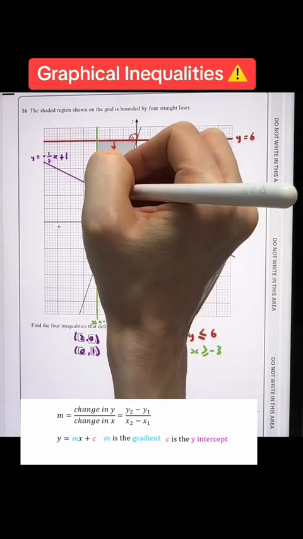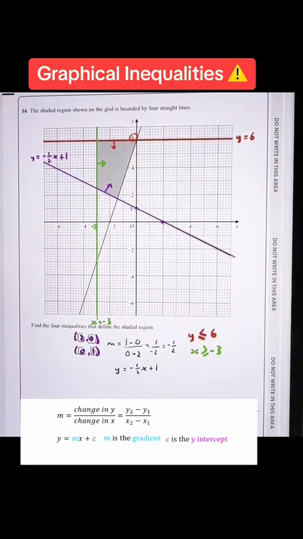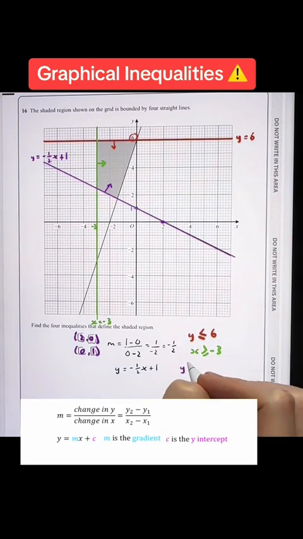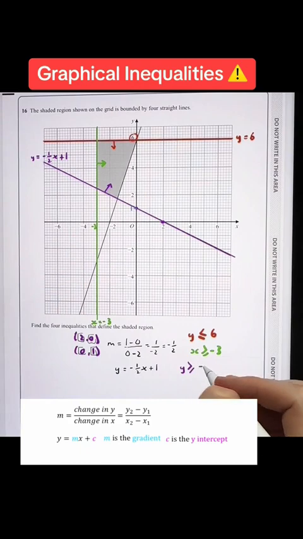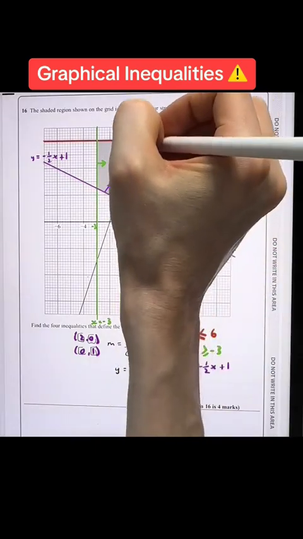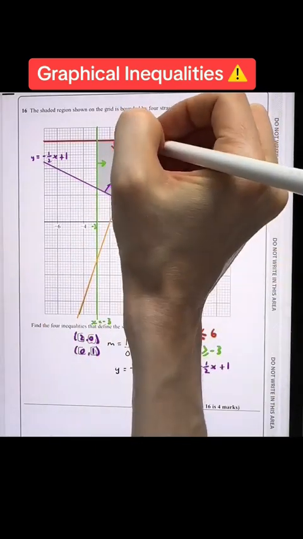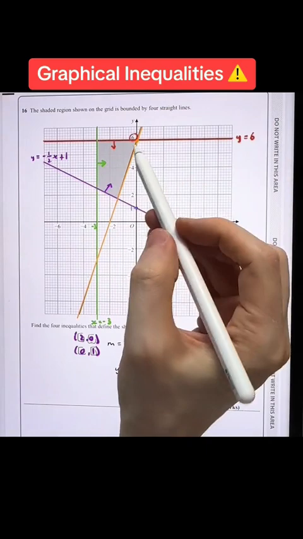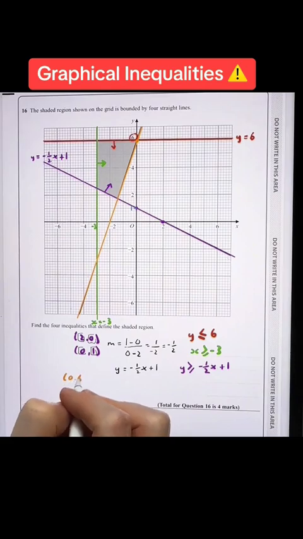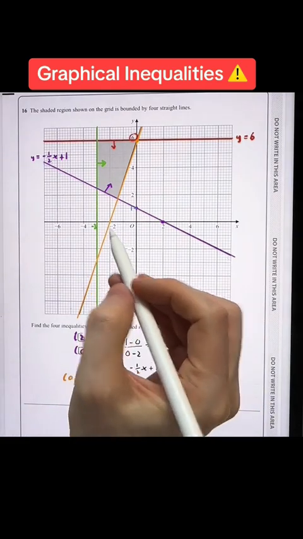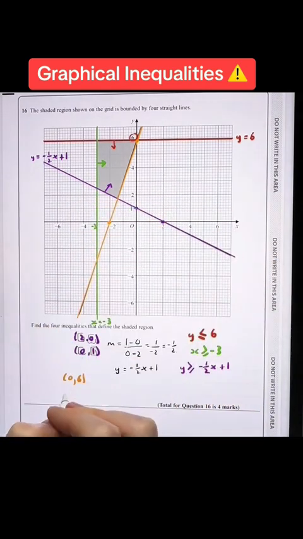As the shaded region is above the line, I know the inequality will be y has to be greater than or equal to, again as it's a solid line, -1/2x plus 1. For my final line, again I need to pick two points that satisfy that line. I'm going to pick the point (0, 6) as one point, and I'm also going to pick the point (-2, 0), as those are two coordinates I can read off quite simply.